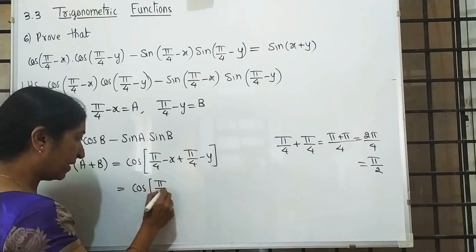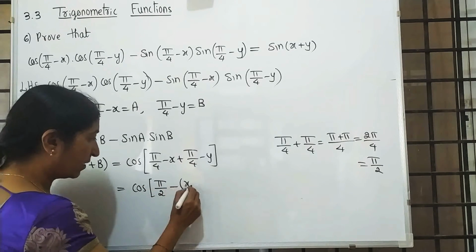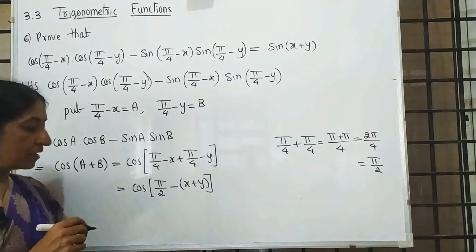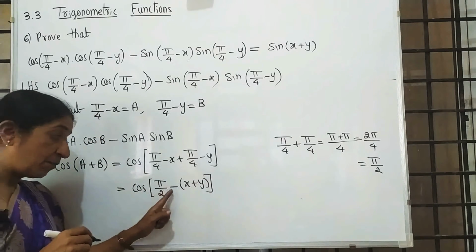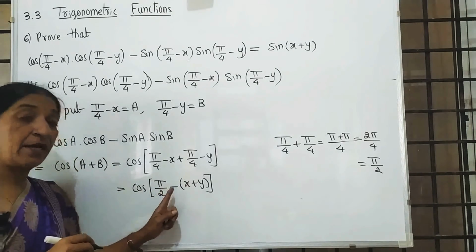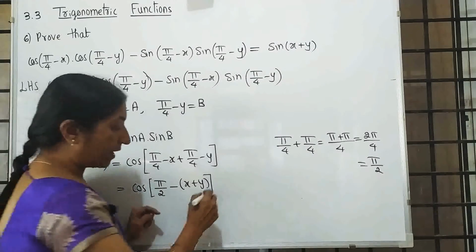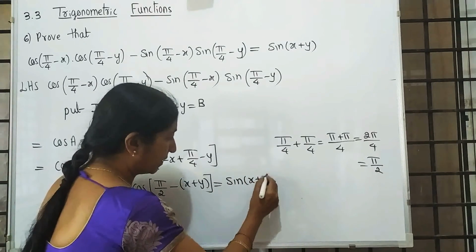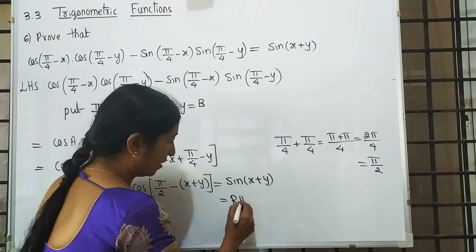Cos of pi by 2 minus, common, x plus y. Have you remembered allied angles? Yes. Cos 90 minus theta. It is in the form of cos 90 minus theta. Cos 90 minus theta is sin theta. That is nothing but sin x plus y. So this is the RHS.